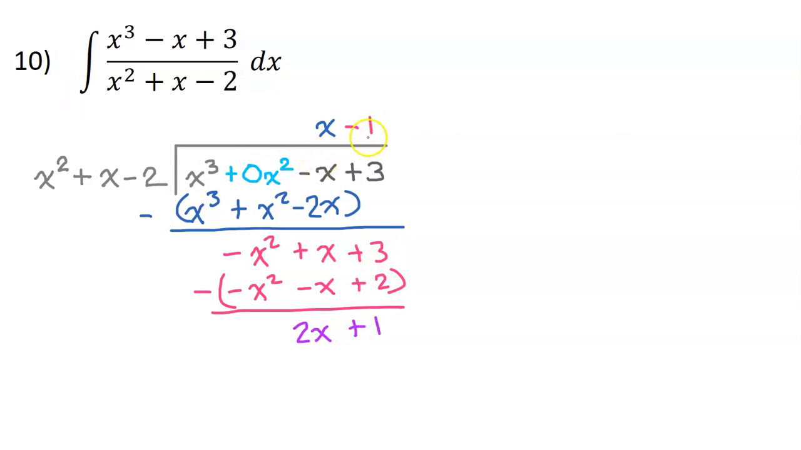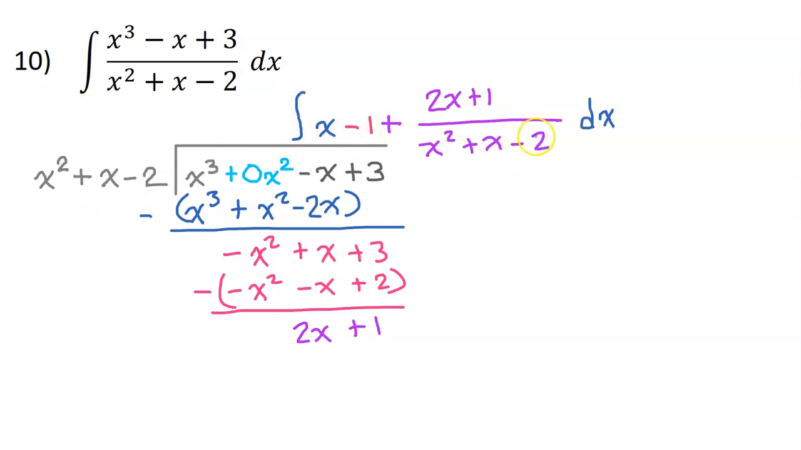We have already reached the constant term up top here, so you know that whatever's left is the remainder. And the way we handle that is we put a plus, and then you put the remainder, 2x plus 1, over the divisor, x squared plus x minus 2.